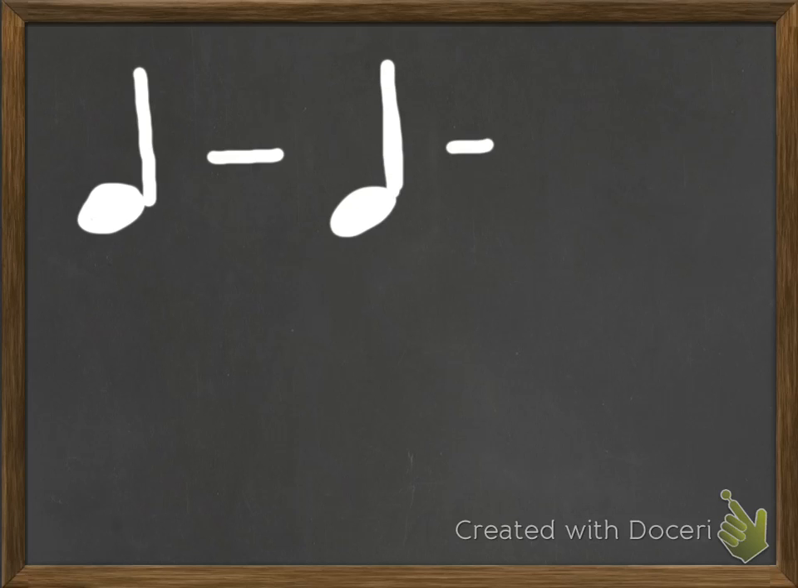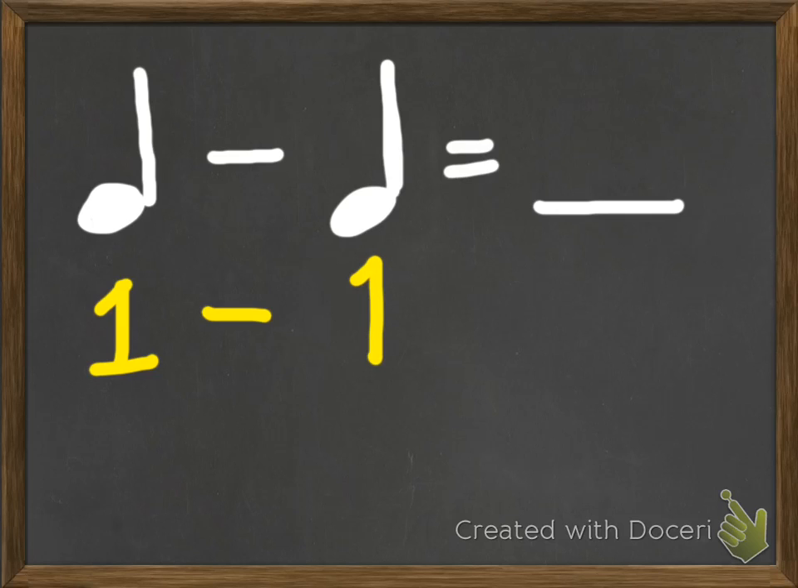Let's try another one. Quarter note minus quarter note. Substitute the values. Quarter note receives 1 beat. Copy down our minus sign. This quarter note receives 1 beat. 1 minus 1 equals 0. So our answer will be 0.